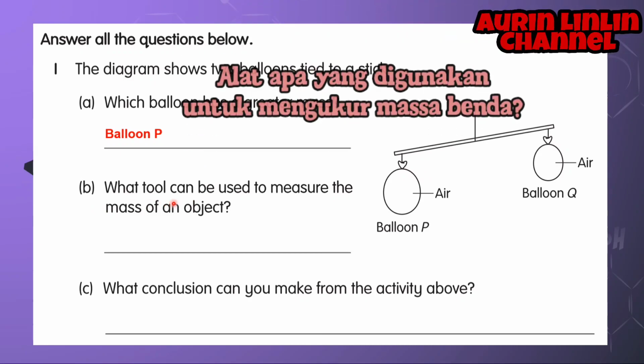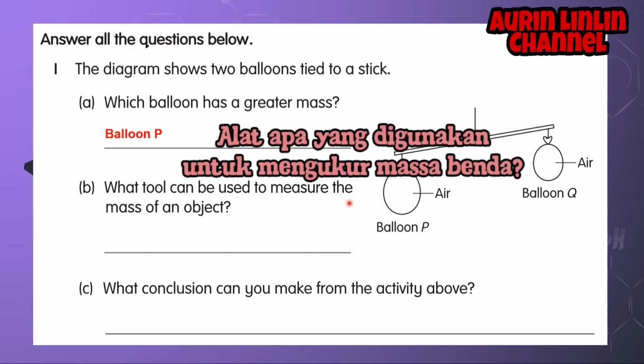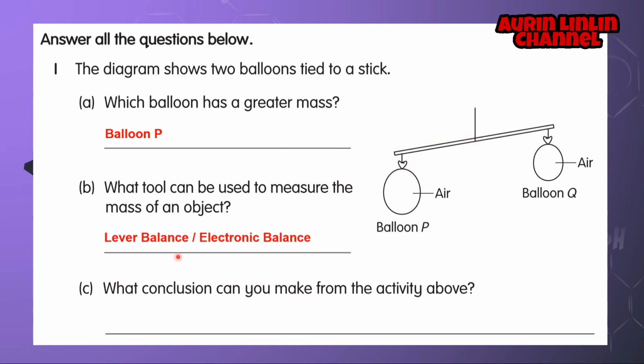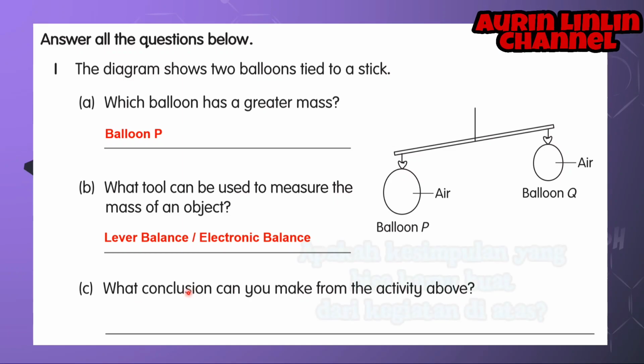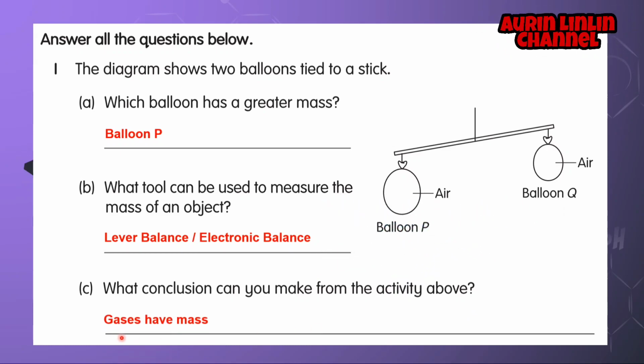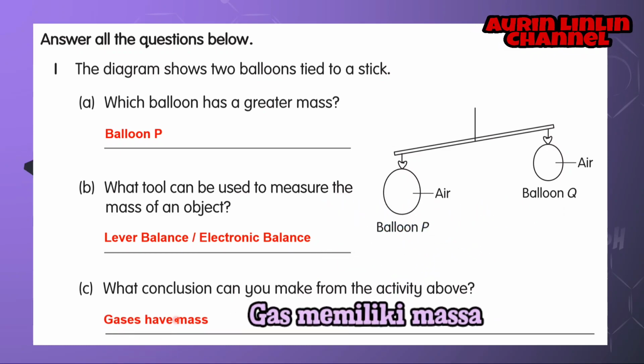Question B. What tool can be used to measure the mass of an object? And the answer is lever balance or electronic balance. Question C. What conclusion can you make from the activity above? The answer is gases have mass.